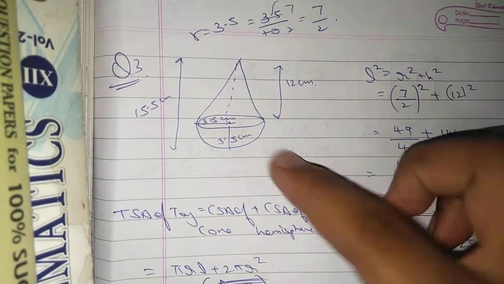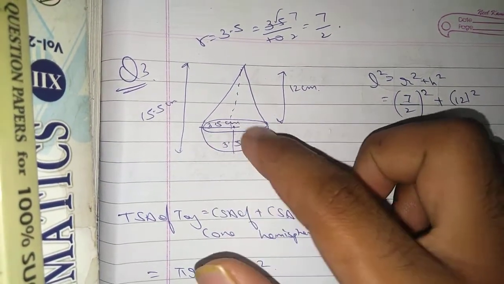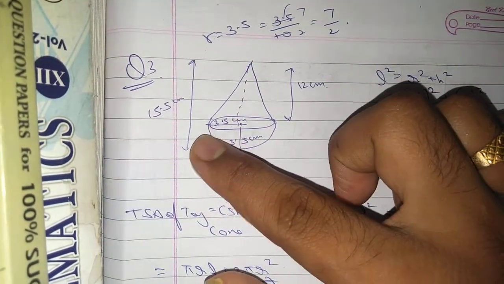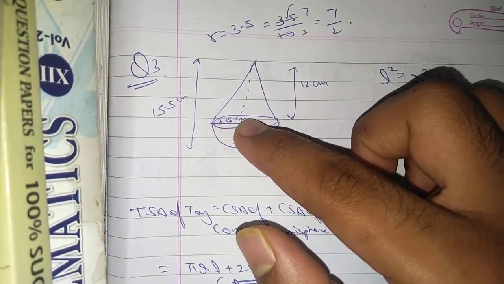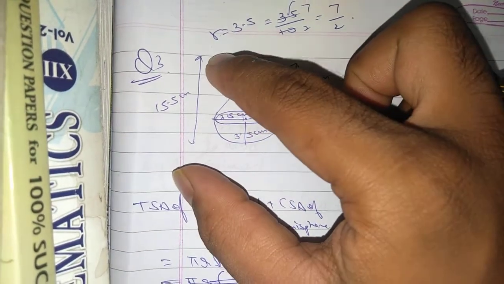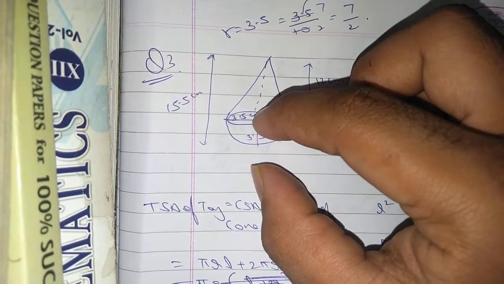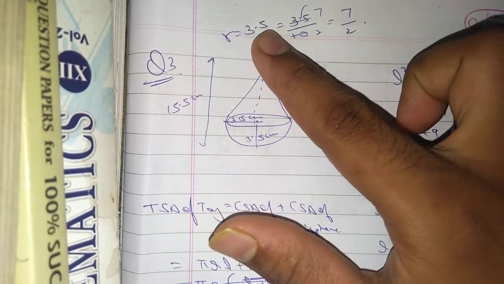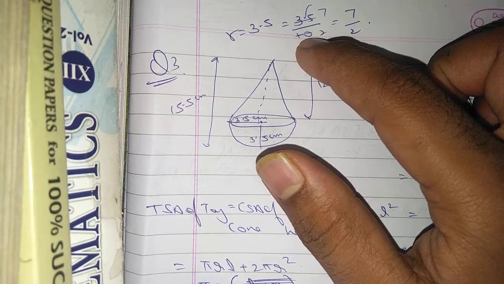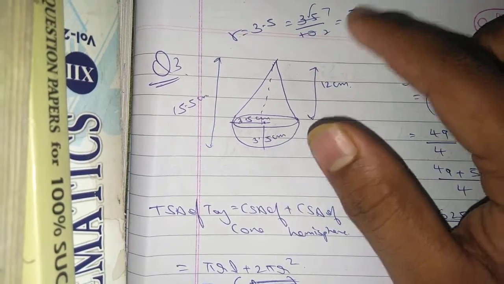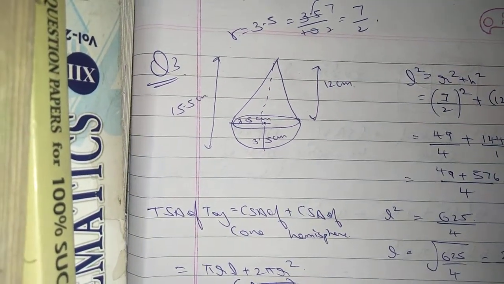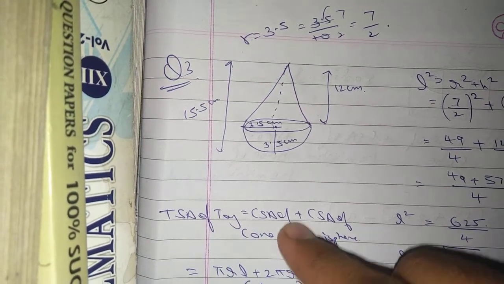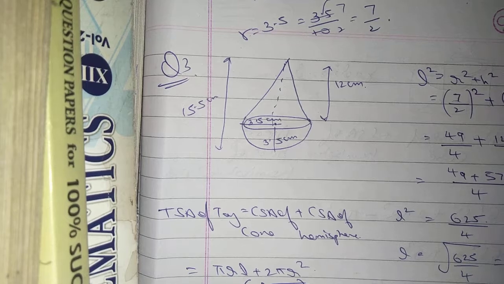Now this is the toy whose hemispherical end is downward, and upward a cone is there, whose radius is 3.5. This is 3.5, this is also 3.5. Total height is 15.5, so 15.5 minus 3.5, remaining is 12. Now radius is 3.5, I can write it as 7 by 2. Now what I want is the TSA of the toy, CSA of cone plus CSA of hemisphere. Okay, CSA of cone is what?